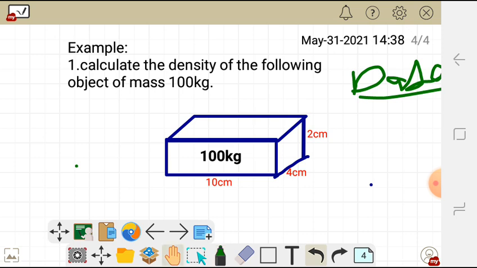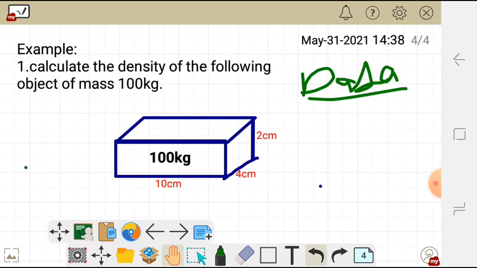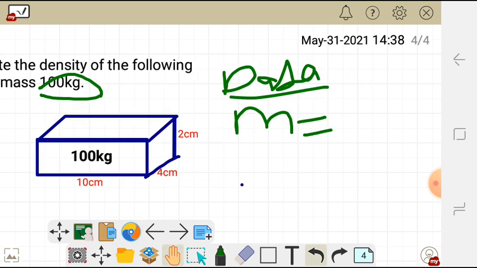Let's see what we have been given. Do we have mass in here? Yes, we have. The mass is there. Our mass is 100 kg.